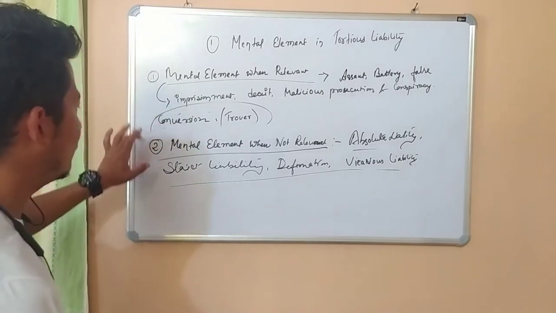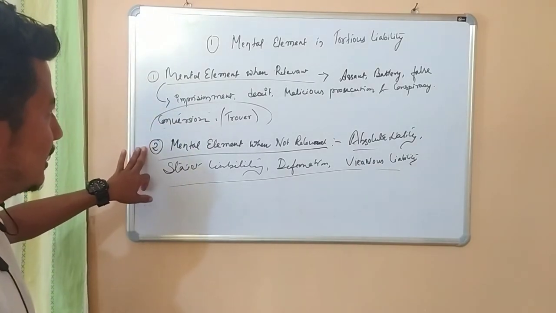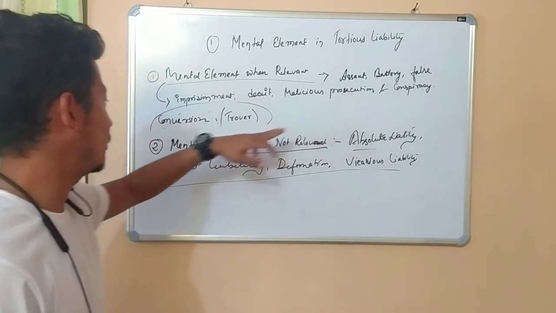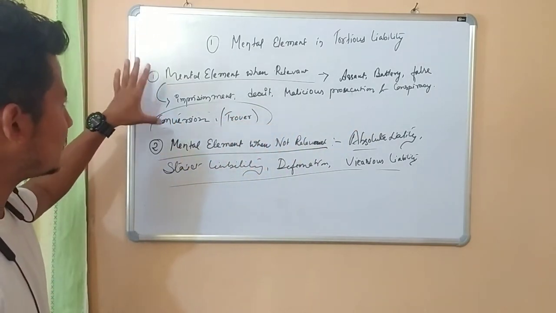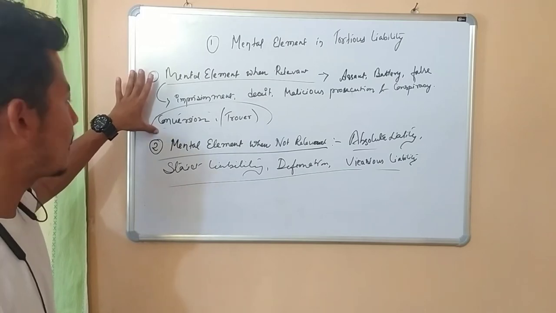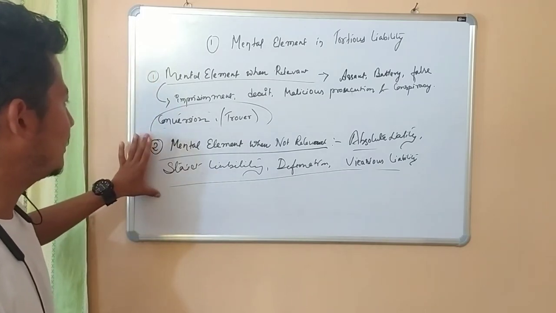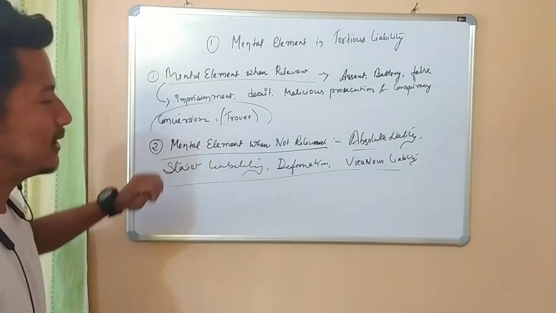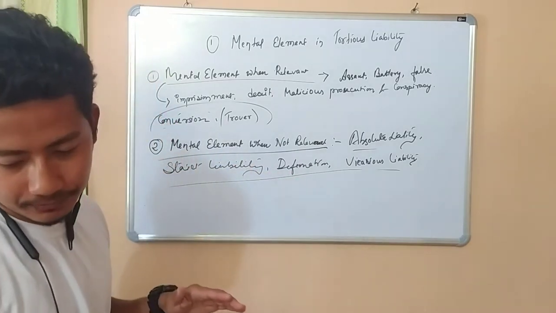So this is the mental element in tortious liability. It is simple to understand: in case of assault, battery, false imprisonment, deceit, malicious prosecution, and conspiracy, the mental element is relevant. But in case of absolute liability, strict liability, defamation, and vicarious liability, the mental element is not relevant.